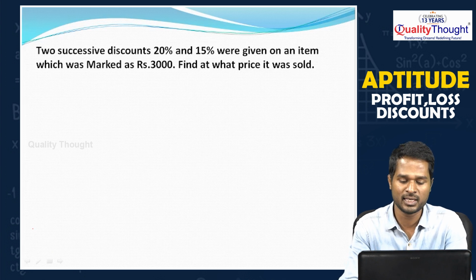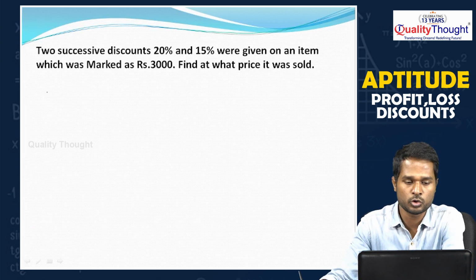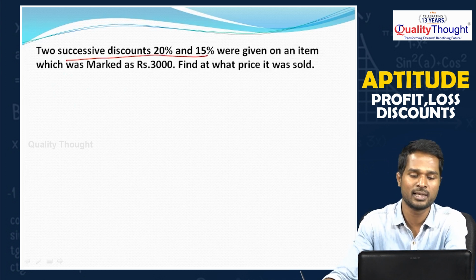See, whenever we are dealing with discounts, you need to take the discount value in minus. Discount is nothing but a loss kind of thing, but it is not actual loss. We are not going to lose anything physically, but it looks like loss. So whenever you are calculating a discount, take it with a minus symbol. And whenever two successive discounts are given, calculate them into a single discount.